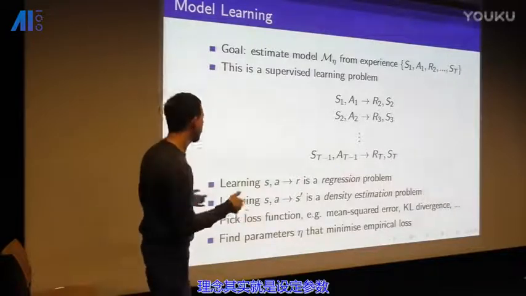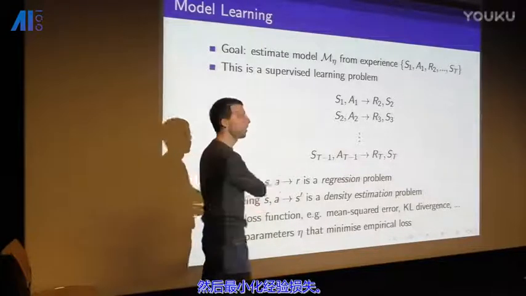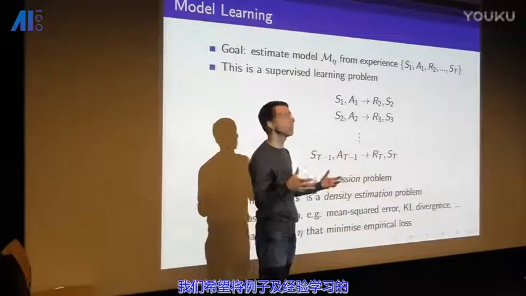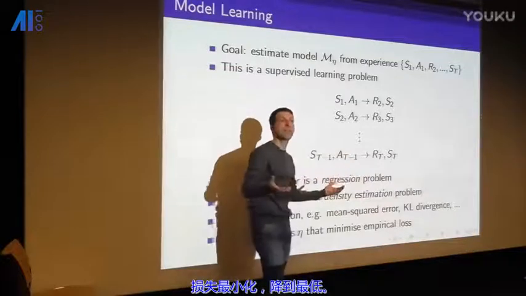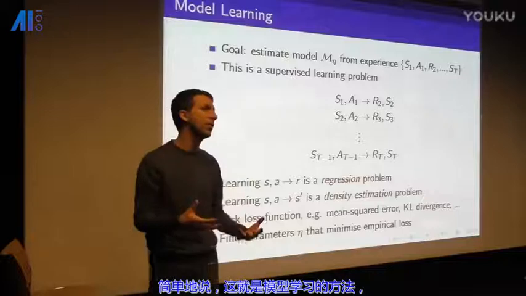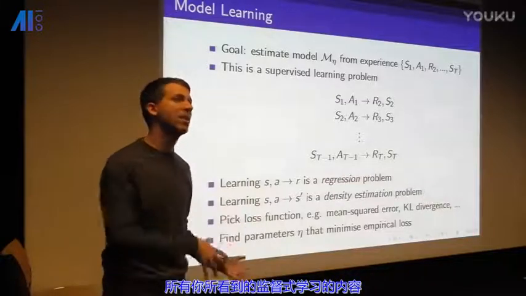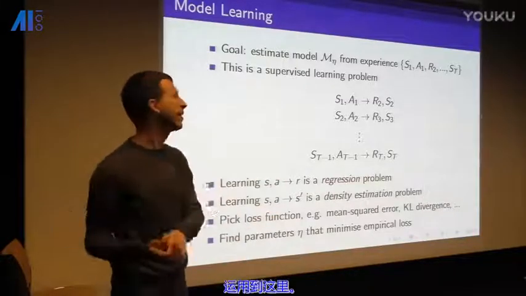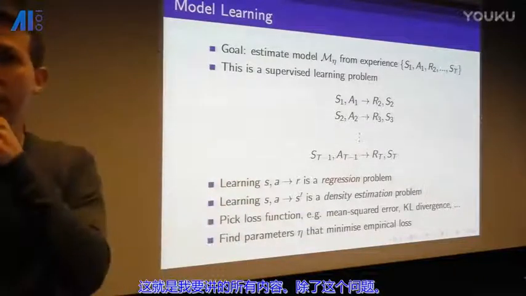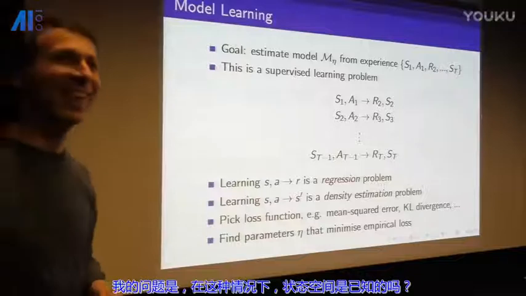And I'm not really going to go into the details of how to do this, except for one simple case. Really the idea is just to find the parameters that minimize our empirical loss. So we see all of these examples, and we want our loss to be as small as possible across the examples that we've seen so far. So that's how to do model learning in a nutshell. Everything that you've ever seen in supervised learning can be applied here. And really that's all I'm going to say about it, except for this question.